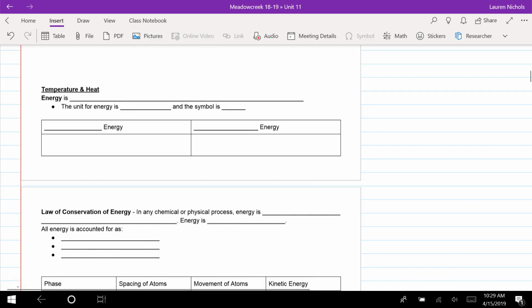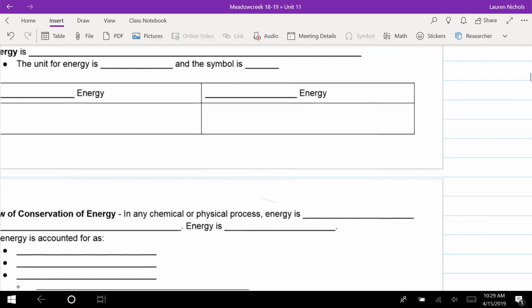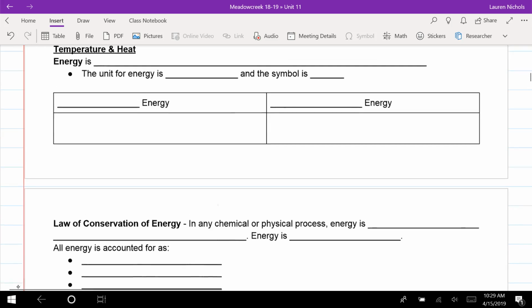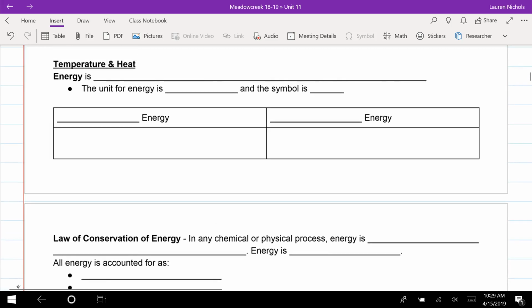Guys, the first thing we're going to talk about on our note packet is temperature and heat and how energy plays a role in that. Energy is the ability to do work, and we use energy to do all kinds of things. We use energy to push a desk across the room, or to move our bodies. We also use energy to break down our food as a chemical process.